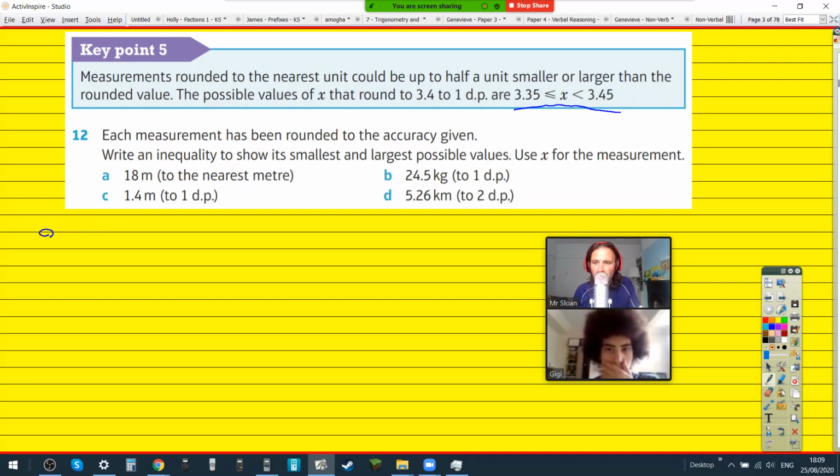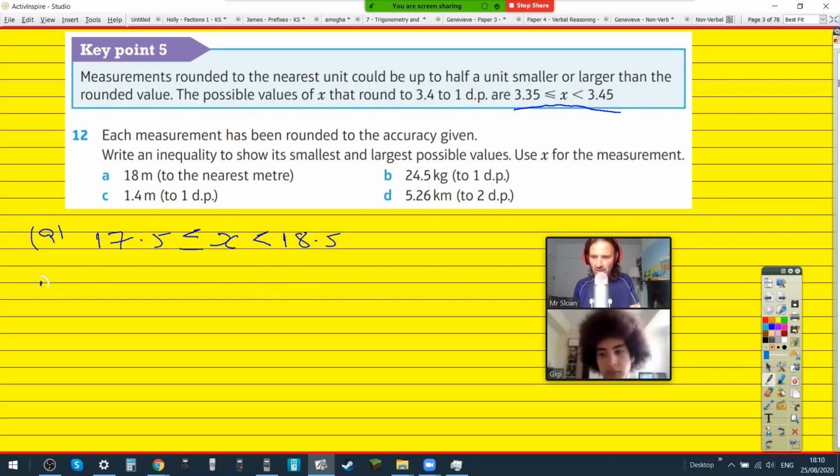Okay, so how would you write 18 as an inequality? It was rounded to the nearest meter. So write it like it shows up there. It would be 17.5, then less than or equal to, then x, then less than 18.5. That's it. And so it can't be 18.5, so that's not included, but it can be 17.5. That would round up, so that is included.